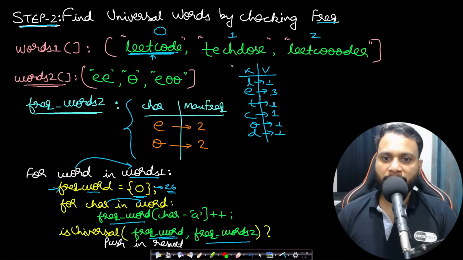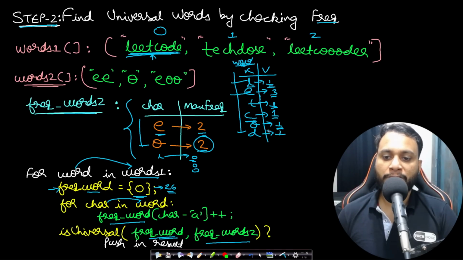Now once you have calculated the frequency of the given word Leetcode, I will iterate for each of the characters and compare their frequency. For every character in the given word Leetcode, its frequency must be greater than or equal to the frequency mentioned in the frequency words 2, right? So for L it is 1, here it will be 0. So 1 is greater than or equal to 0, we are fine. E's frequency is 3, greater than or equal to 2, we are fine. T's frequency is 1, greater than or equal to 0, so we are fine. C's frequency is 1, greater than or equal to 0, we are fine. O's frequency is 1, but here O's frequency is 2. Therefore we are not good, and therefore Leetcode will not be a universal word.